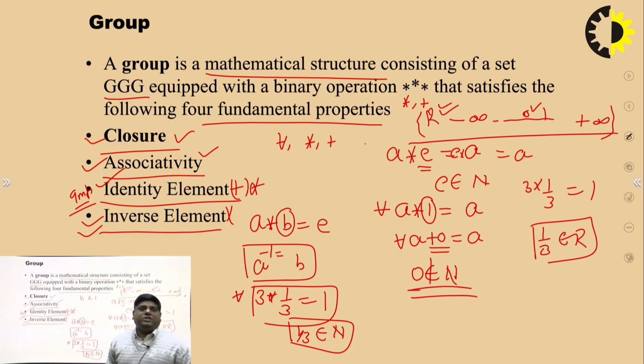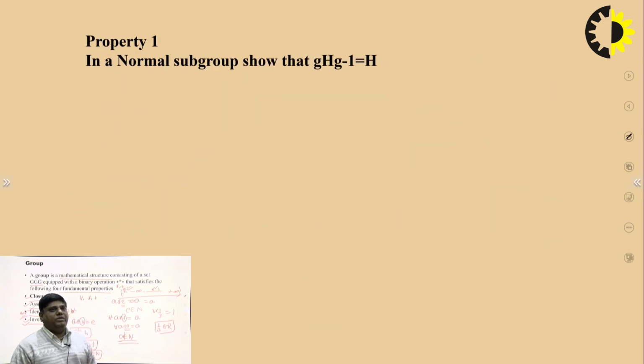It means the set of real numbers, the set of rational numbers, the set of integers, and another mathematical structure, the sum operation, that is the modulus operation, also has the inverse property. Now these are some basic properties of a group.